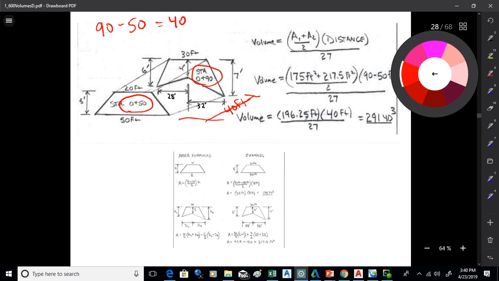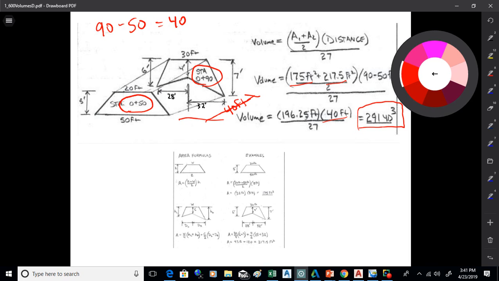Good. Okay. Now we've got the area in the front, the area in the back. We add them together, divide by 2, multiply by the 40-foot distance, and divide by 27. So if that's what your fill looks like, your berm, that's going to be 291 yards. Now, generally speaking, we round to the nearest yard. That's just a convention that everybody follows.